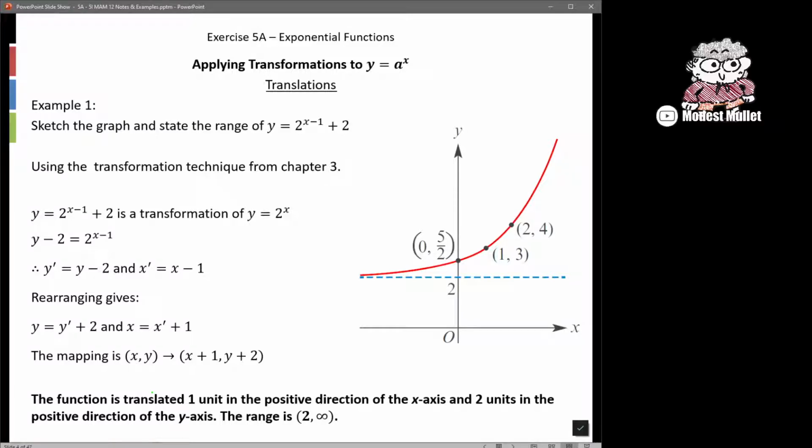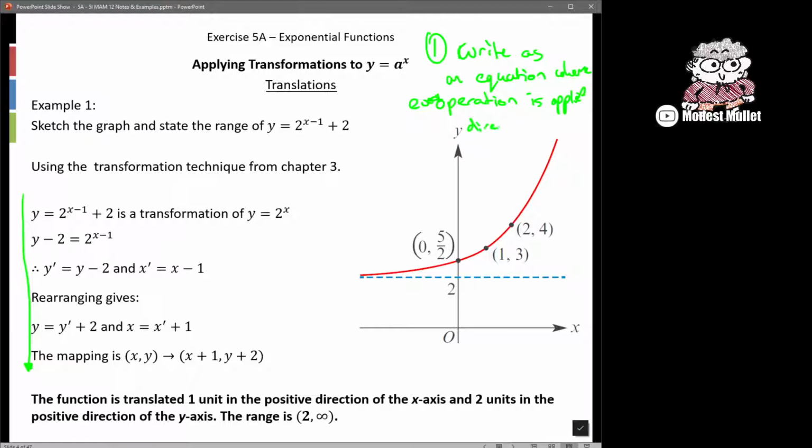Now you can pause these and work through. Every one of these slides has the full dash method explanation, where that first step, which is the same for inspection or dash method, is: write as an equation that has every operation applied directly to x or y.